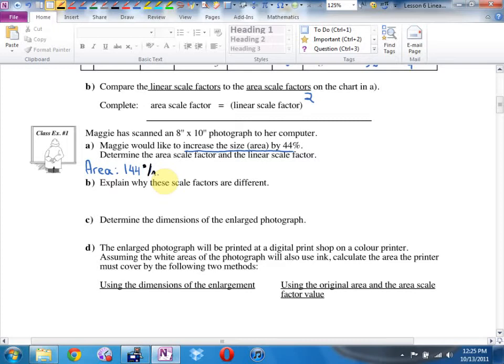Now, if the area scale factor is 144%. Mr. Dueck, can we abbreviate area scale factor as ASF? Yes. Can we abbreviate linear scale factor as LSF? Yes. I'll figure it out. What's the linear scale factor?